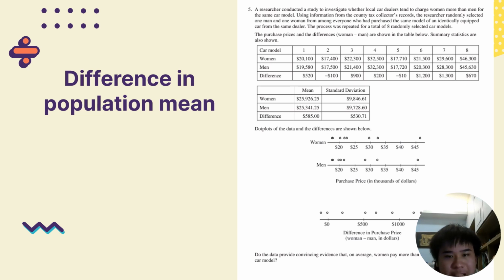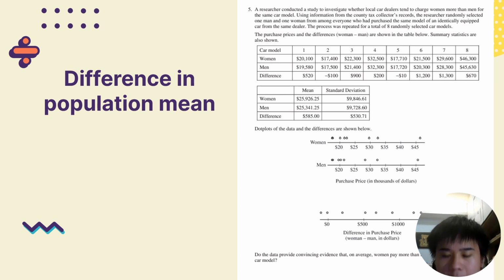Now, we're given a bunch of data here. But the most important thing, let's just read through the questions. A research study investigated whether local car dealers tend to charge women more than men for the same car model. Using information from a data collector, the researcher randomly selects one man and one woman from among everyone who had purchased the same model of an identically equipped car from the same dealer. The process was repeated for a total of 8 randomly selected car models.